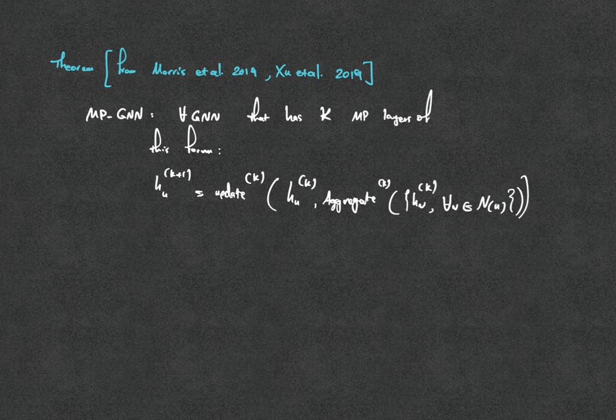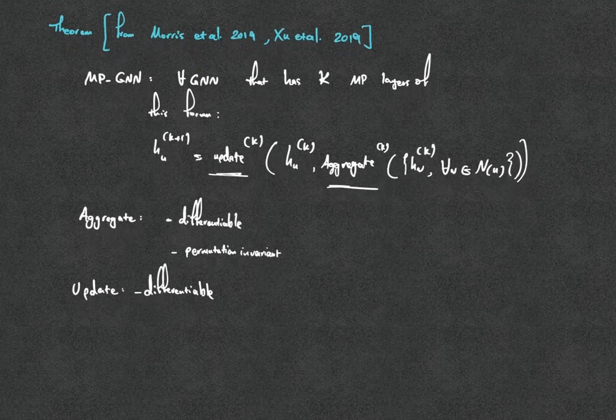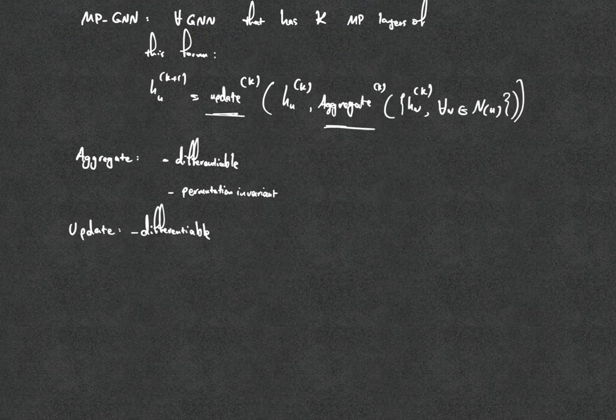Again, you have the update operation and you have the aggregate operation. Now we're not done. The aggregate function has to be differentiable and also permutation invariant. Also, the update function has to be differentiable. Also suppose that we only have discrete feature inputs as the initial layer, meaning that h_u at iteration 0 is going to be x_u, which is a member of Z^d. And this applies for all the nodes.